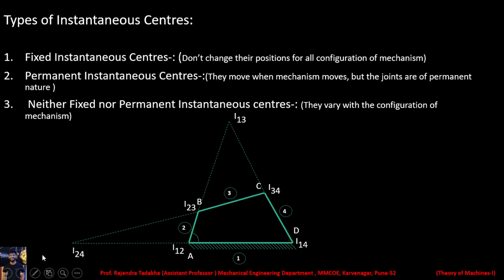Again if I go from 61 to 62, I24 and I13 will go to a different position. So that is the meaning of neither fixed nor permanent instantaneous center. They vary with the configuration of the mechanism. For every configuration of the mechanism we will get different neither fixed nor permanent instantaneous centers.